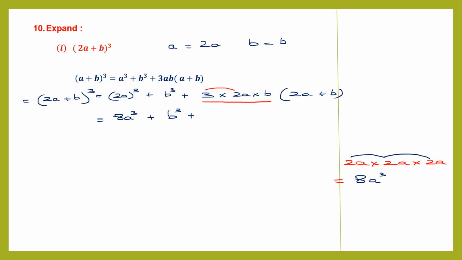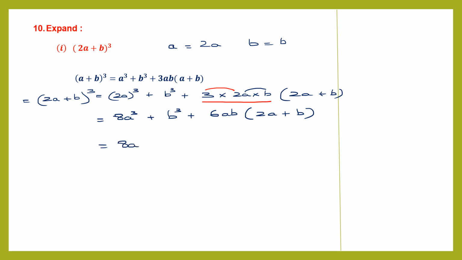So 3 twos are 6. There is no other number, so the number here is 6. Now a into b is ab. Now here 2a plus b will remain as 2a plus b because they are unlike terms. You cannot add them. So in the next step, we'll write this as it is, 8a cubed plus b cubed plus. Now we need to work this out.